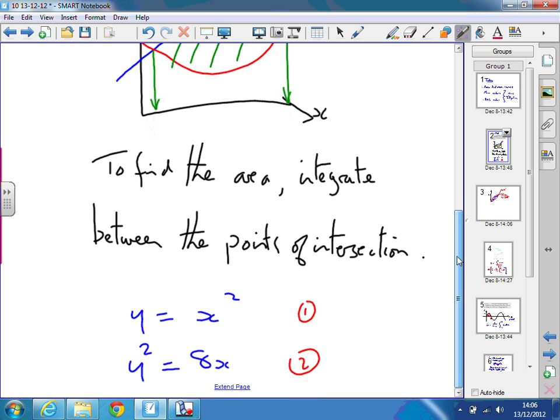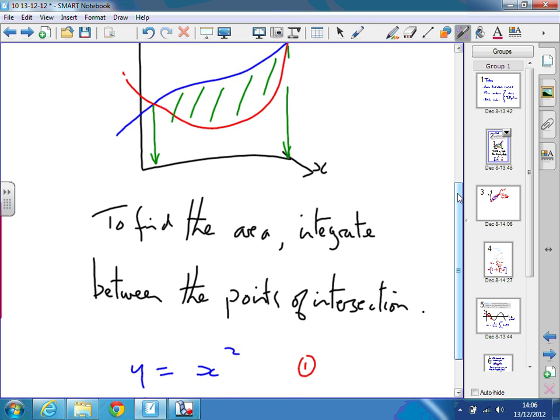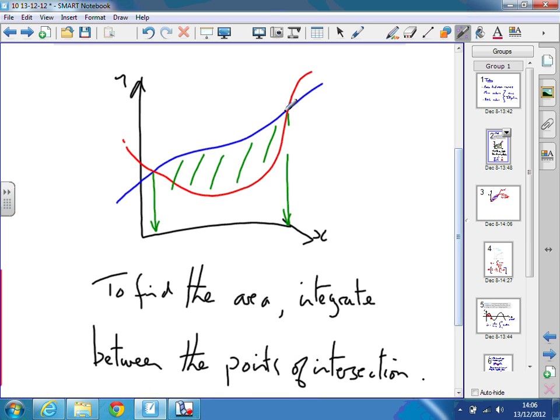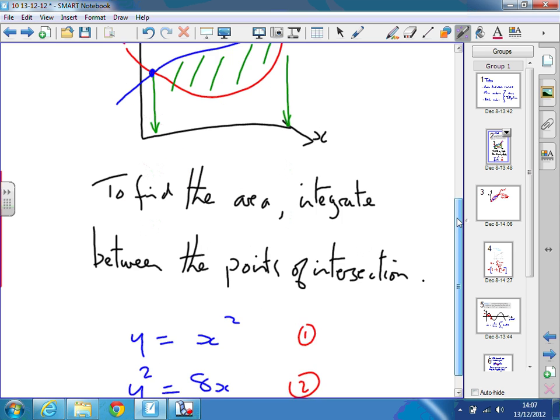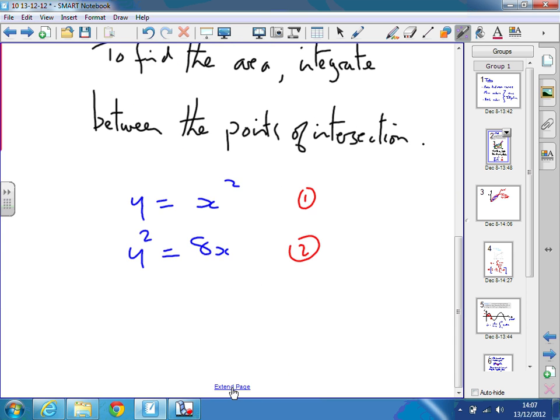So what we do is we use the fact that, of course, at these points of intersection, y and x, whatever they are, satisfy both equations. So we can solve them simultaneously using the method of simultaneous equations. How might we do that? Yep, so we'll get y squared equals x to the 4.